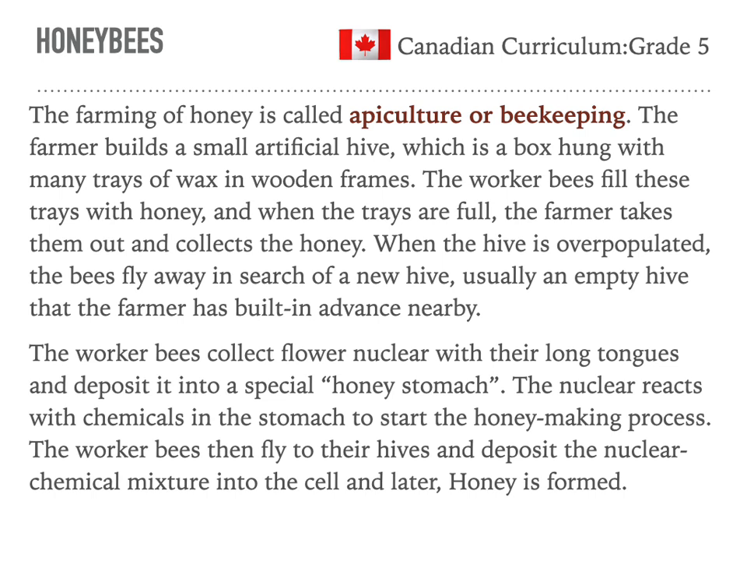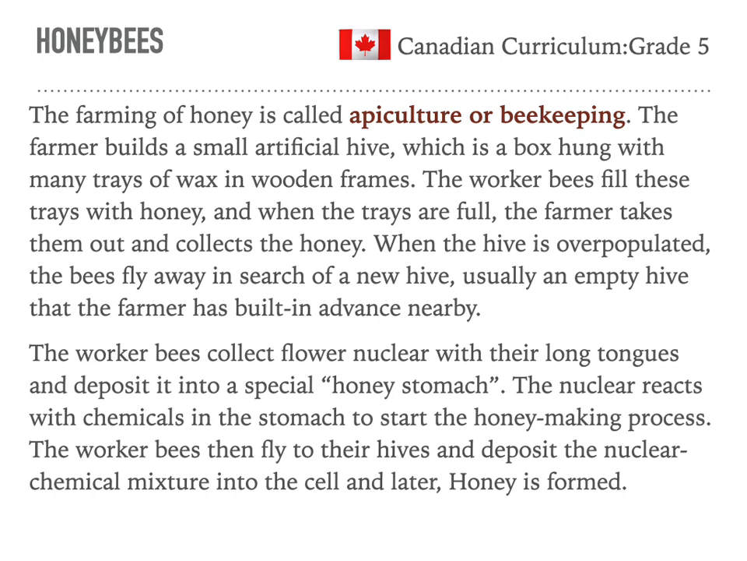The farming of honey is called apiculture or beekeeping. The farmer builds a small artificial hive, which is a box hung with many trays of wax in wooden frames. The worker bees fill these trays with honey, and when the trays are full, the farmer takes them out and collects the honey. When the hive is overpopulated, the bees fly away in search of a new hive, usually an empty hive that the farmer has built in advance nearby.